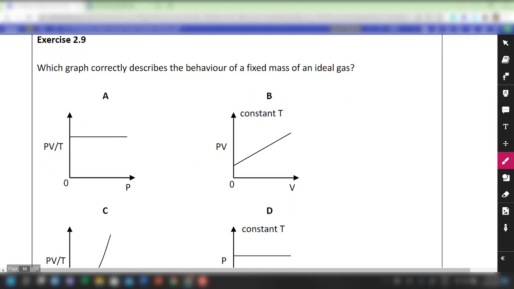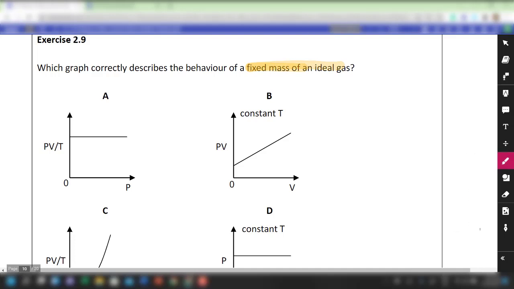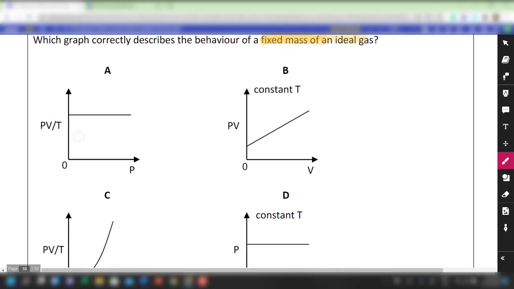Very quickly we look at exercise 2.9. You're asked which graph correctly describes the behavior of a fixed mass of an ideal gas. So again, there's a thing that is kept constant: you have a fixed mass. There are a few ways to do this kind of question. Either you plot the graph directly and see which corresponds to which, or you can just look at the plot and go through the ideas in your mind if you are very sharp. So what we can do is let's try to do both.